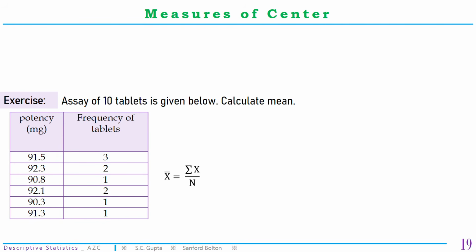Another exercise: the data of assay of 10 tablets given below. Calculate mean. Here, the data set is the same, but given as frequency. The first column includes the values of potency of tablet in milligrams. Second column shows frequency of a particular observation, that is the weight of observation. In this case, we cannot use the equation of arithmetic mean, or we may use the equation, but it seems a lengthy calculation.